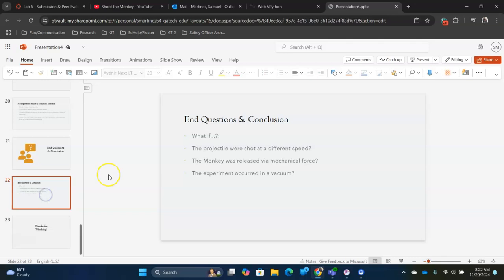Questions and conclusions. What if the projectile were shot at a different speed? The video does show that aiming at a different angle will still cause the monkey and ball to hit. If the monkey was released via mechanical force, that might figure out the electromagnetic delay, and if the experiment occurred in a vacuum, we might get a better result that's more akin to the GlowScript code.